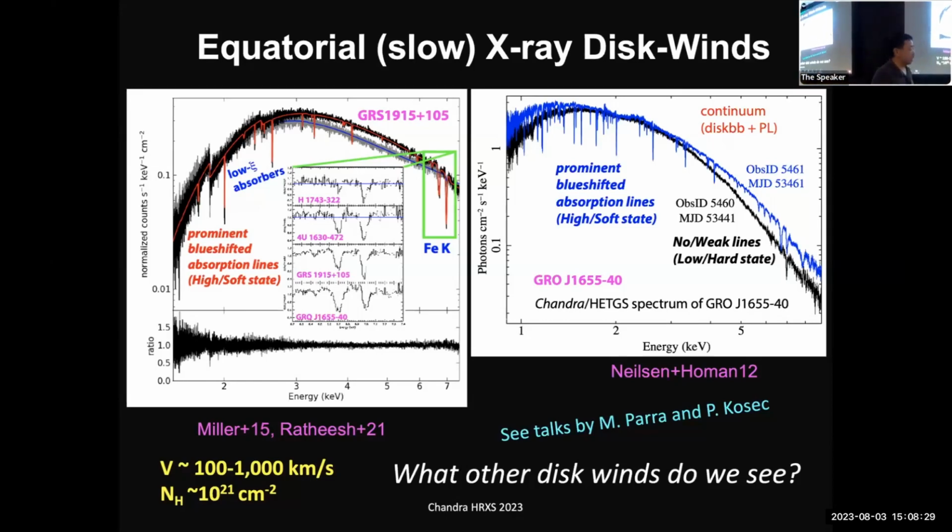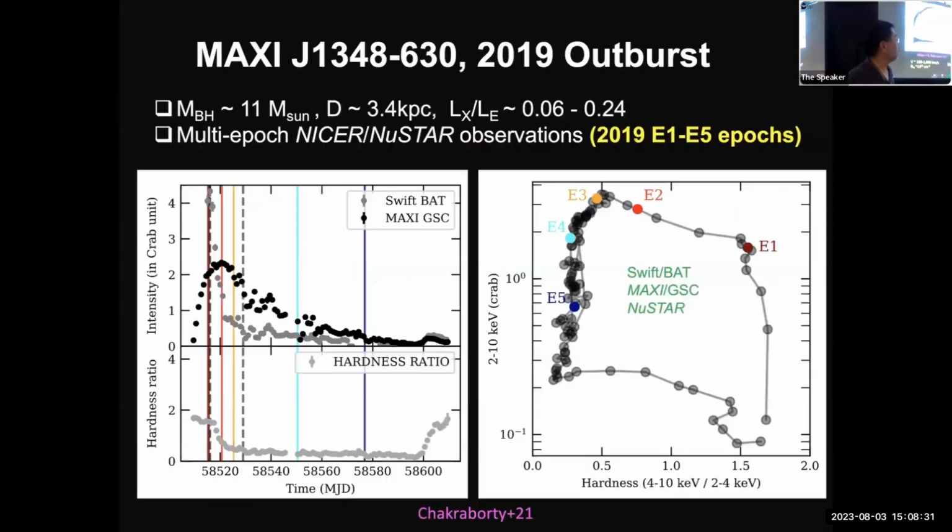But do we see any other winds? MAXI J1348 underwent an outburst back in 2019. These are the Swift and MAXI light curves. With the onset of this outburst, the X-ray goes up to a few Crabs, and then the brightness declines as time goes by, as the spectral state and the hardness ratio change.